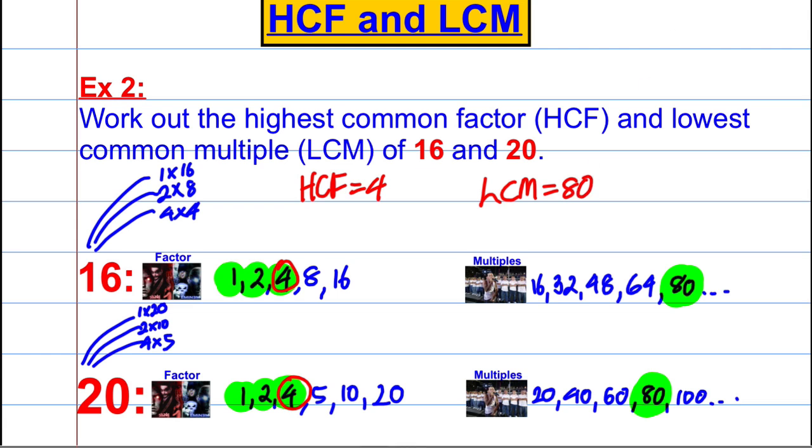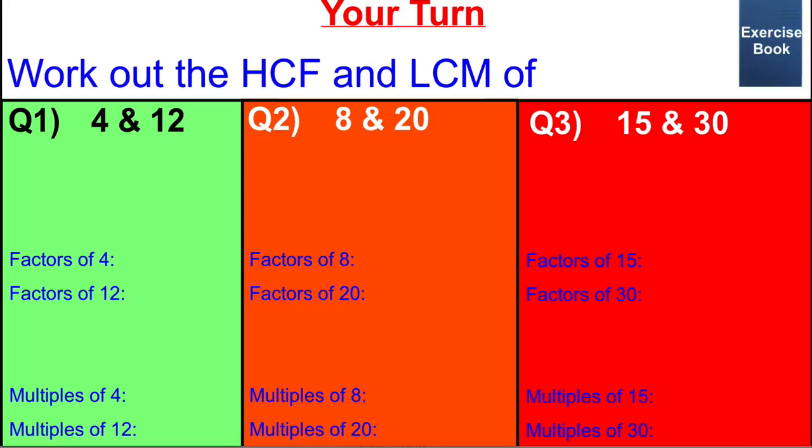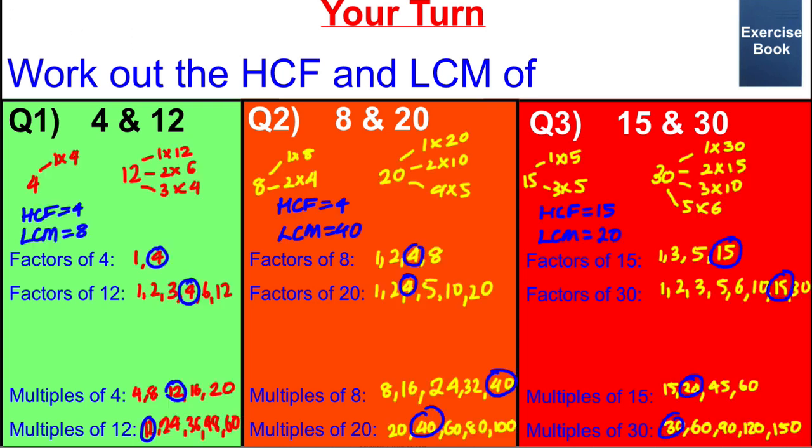Okay, time for you to answer 3 questions yourself, then we'll do an exam question. Here are the questions I'd like you to answer. I'll show you the answers in 5 seconds, so pause the video and have a go. And here are the answers. The answer to the first one is the highest common factor is 4 and the lowest common multiple is 12. The answer for the second one is 8 and 40, and the answer to the last one is 15 and 20.